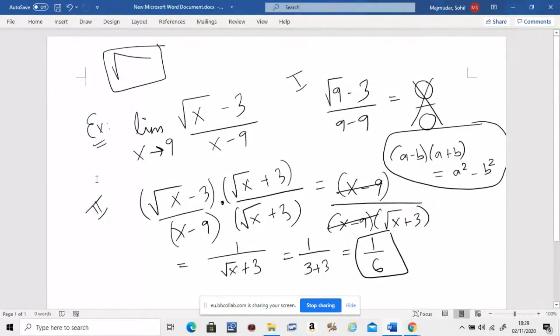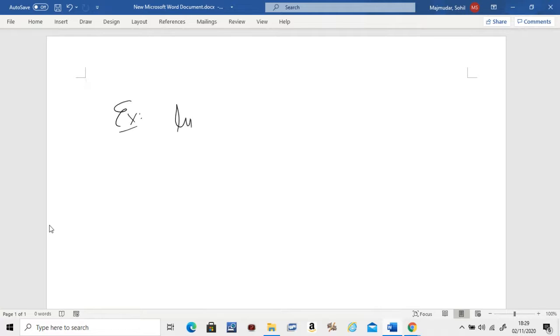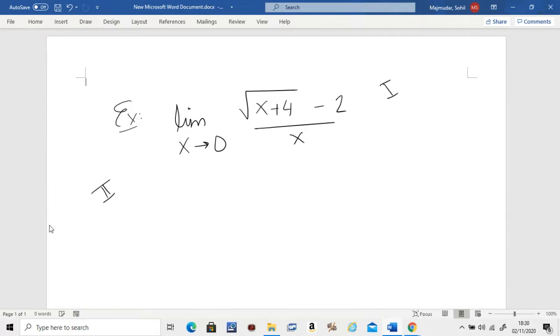Let's do one more. Okay, one more example. I give you limit x approaching 0 now, square root of x plus 4 minus 2 divided by x. Okay, once again, you start the problem in 2 steps. In place of x, plug in 0. You get square root of 4 minus 2 over 0. This will give you 0 over 0. Not acceptable. You try and simplify the problem.